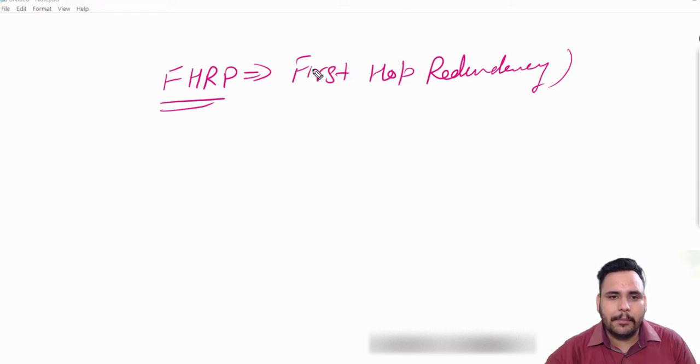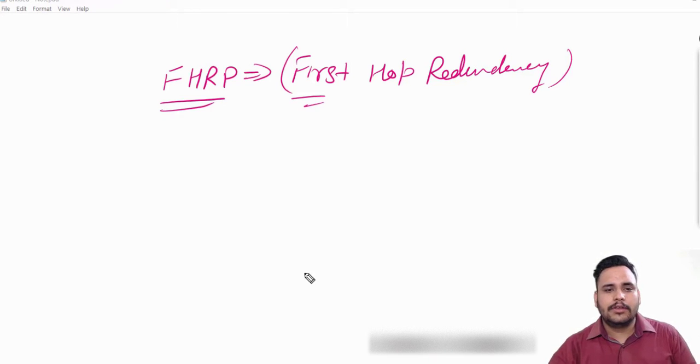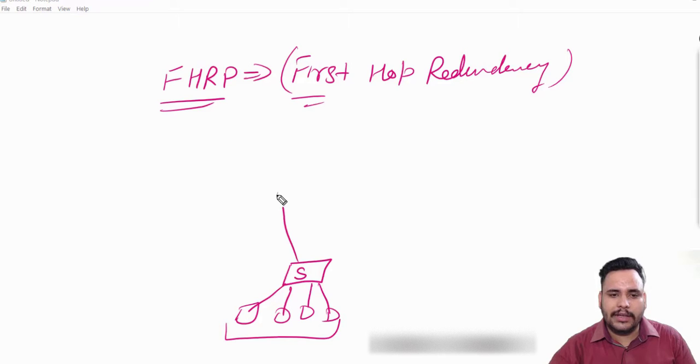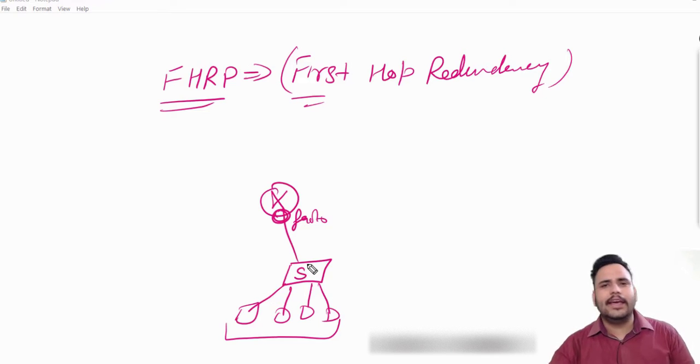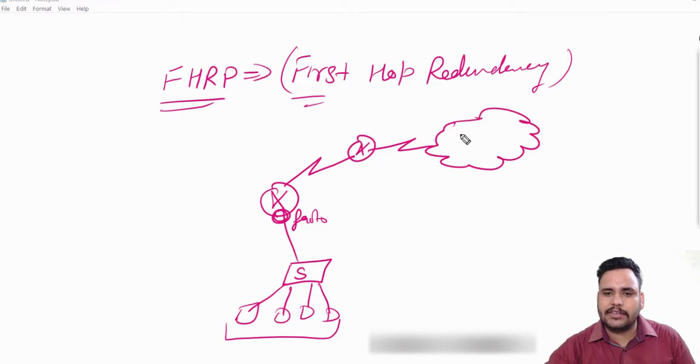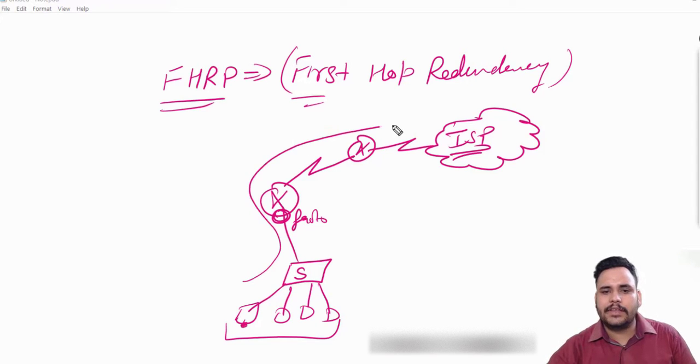So what is the meaning of First Hop Redundancy Protocol? For example, we have one switched network, and we all know that all the PCs are directly connected with the switch, and they all have one default gateway which is assigned to the router's Fast Ethernet port or Gigabit Ethernet port. This router is connected with another router, and this router is connected with an internet service provider or cloud. So these PCs can ping the ISP with the help of this path.